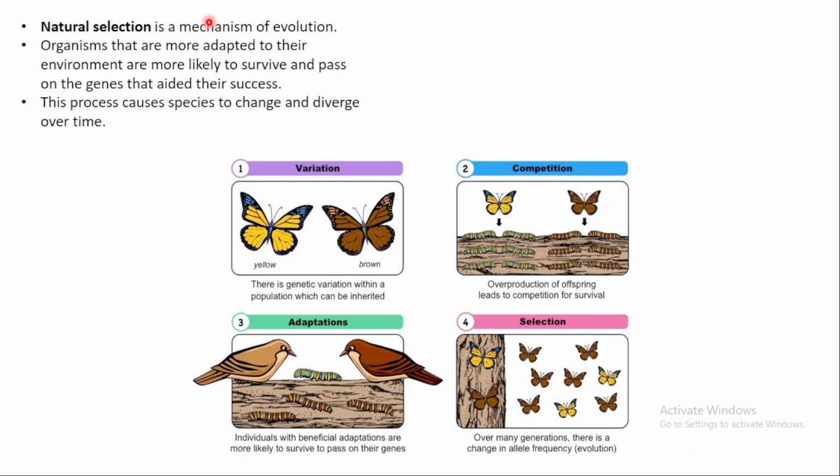Natural selection is a mechanism of evolution, and Darwin's theory of natural selection says that survival of the fittest. So whatever is the fittest in the current environment will survive and will yield progeny which can then transmit into the next generation. Organisms that are more adapted to their environment are more likely to survive and pass on the genes that aided their success. So this is what I was trying to explain. Whichever organism is doing well in a particular environment will pass on the genes which is helping it to achieve success in the current environment.